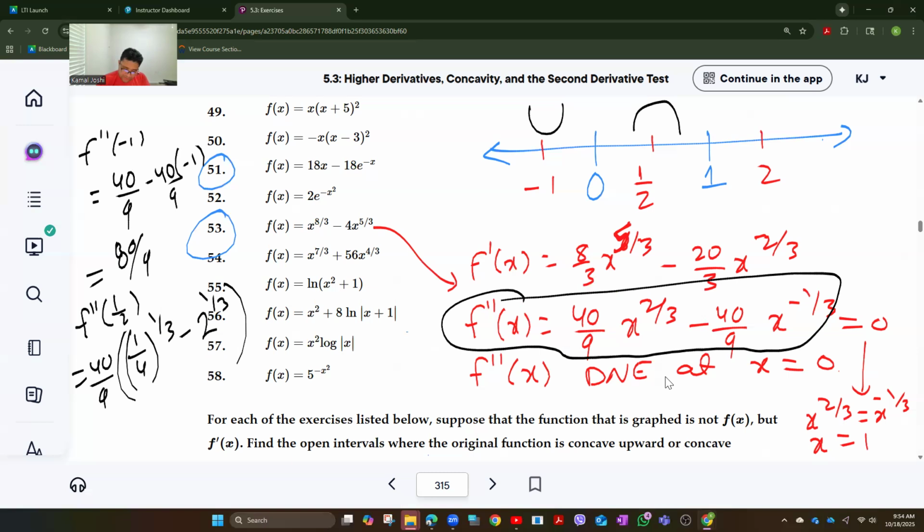Then you plug in x equals 2. When you plug in x equals 2, it becomes, I'm going to write that here now on the right side, f double prime of 2. 40 over 9 again is a constant factor. But what you have inside is 2 to the power 2/3, which is 4 to the power 1/3.